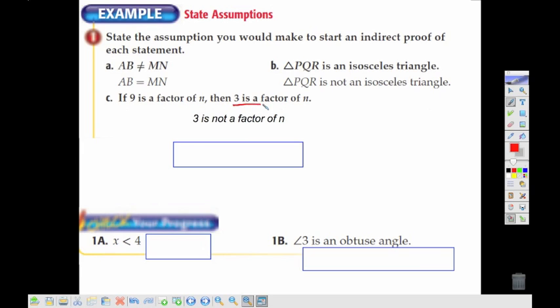Basically what we're looking at here is the then part. Remember, the if part would be given, while this would be our prove part. And so that's the part we want to negate or take the opposite of.